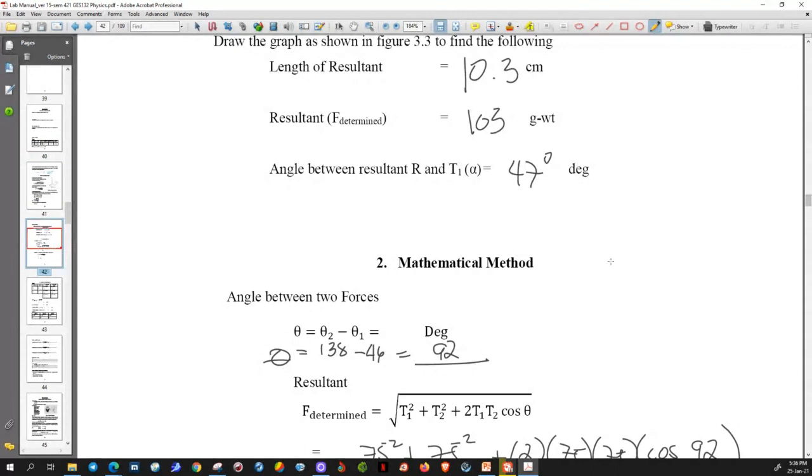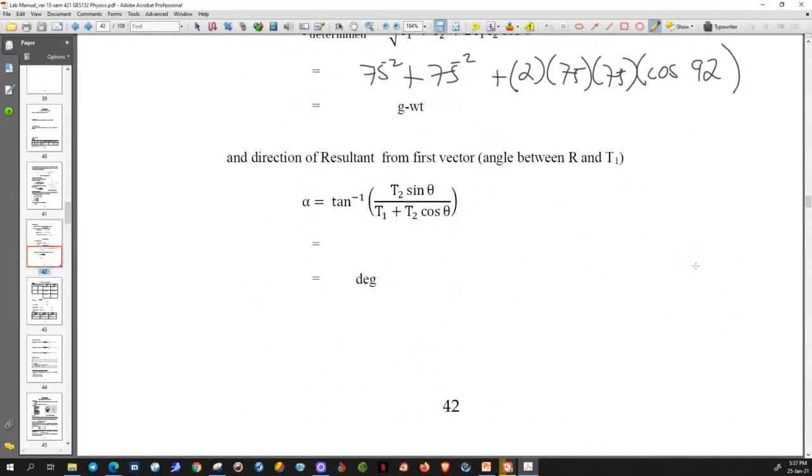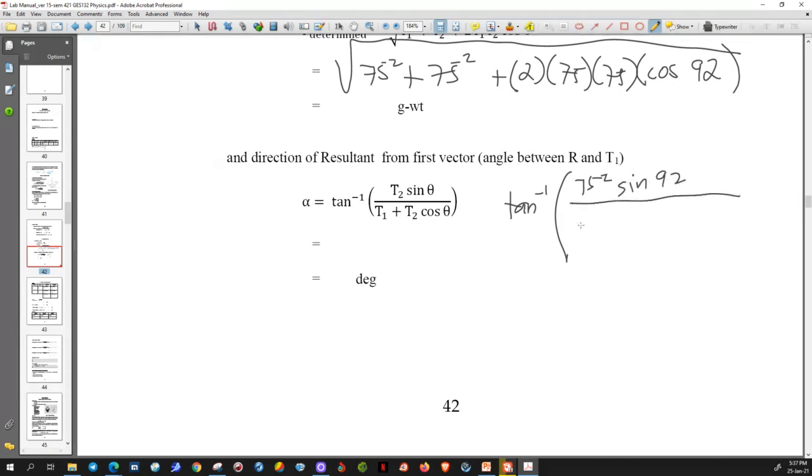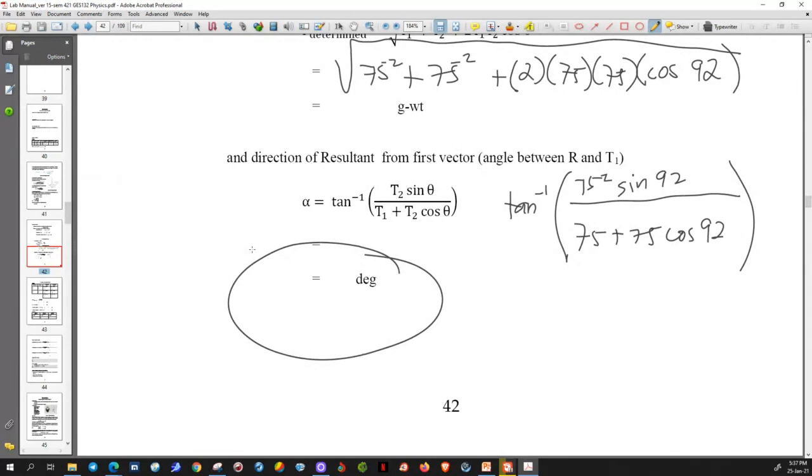Finally, you have to calculate also using the mathematical method alpha. So how do you calculate alpha? Again, substitute the value of, don't forget this one is a square root, okay? Let me write it there so that you'll see it in the record. Substitute the value of theta and T1 and T2. So let's do it. This is tangent raised to -1, that's arctangent, over, multiply. You have T2, that means 75 square, sine of 92 over 75 plus 75 cosine of 92 bracket. What's the final answer here? You will get almost the same as the graph.